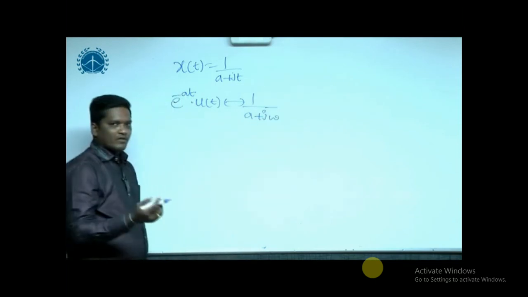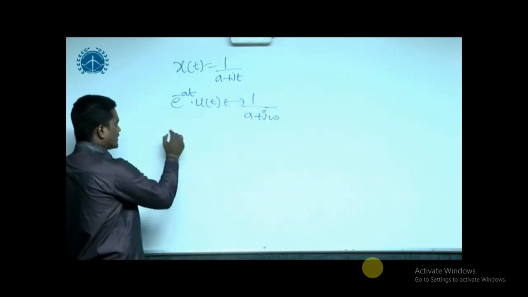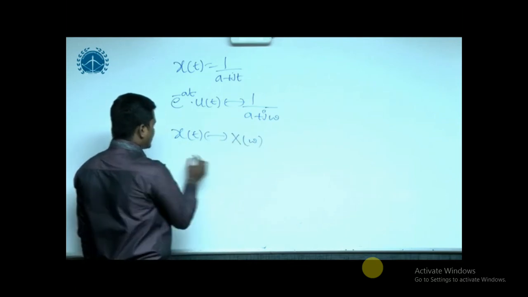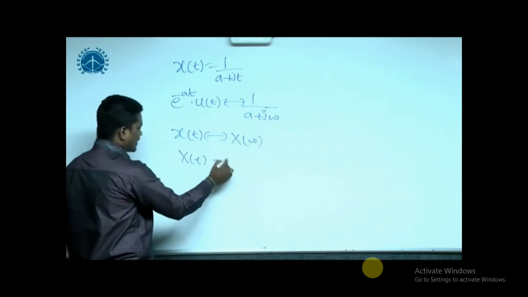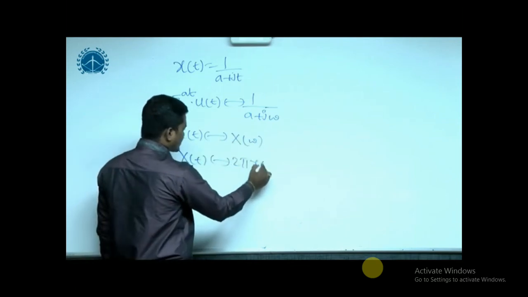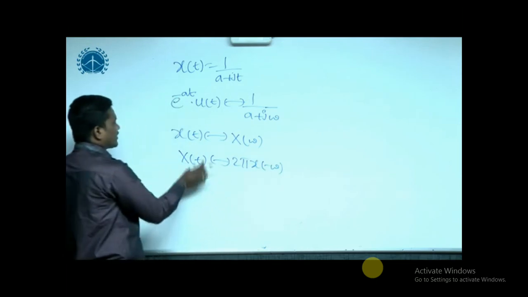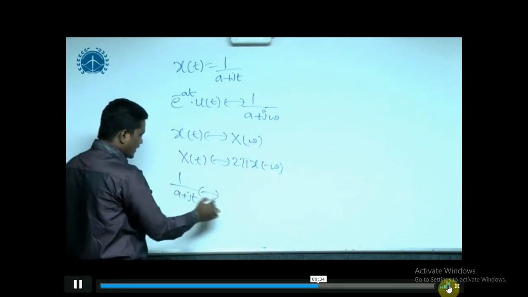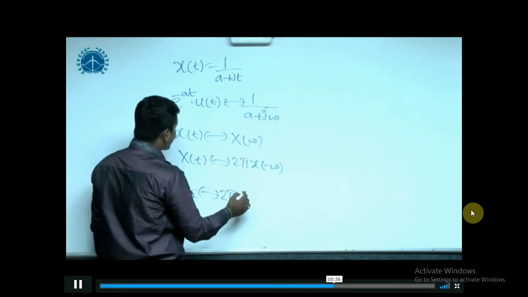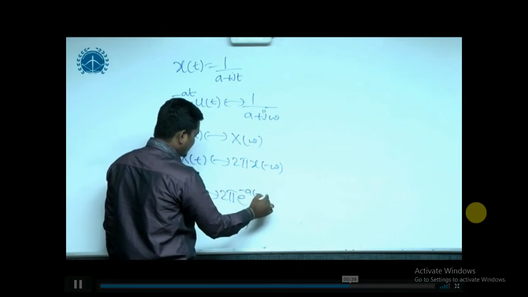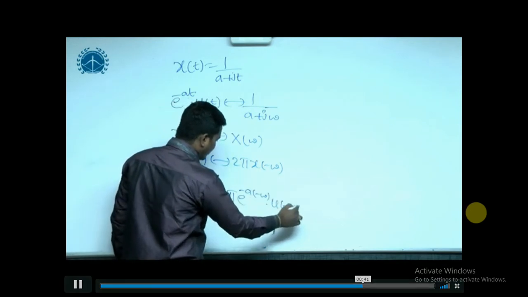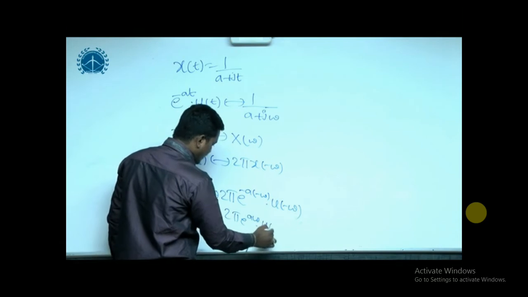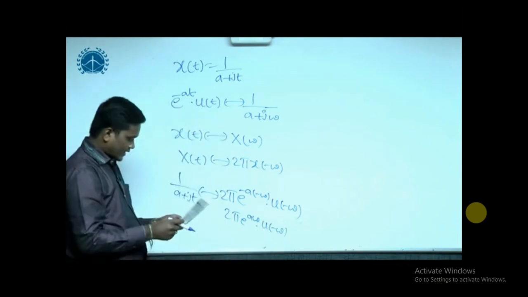Next, from the duality property, we know that x of t has Fourier transform capital X of omega. Then capital X of t has Fourier transform 2 pi into small x of minus omega. So from this I can write that 1 by a plus jt has Fourier transform 2 pi into e to the power of minus a into minus omega, u of minus omega, that is 2 pi e power a omega into u of minus omega. So the right answer is C.